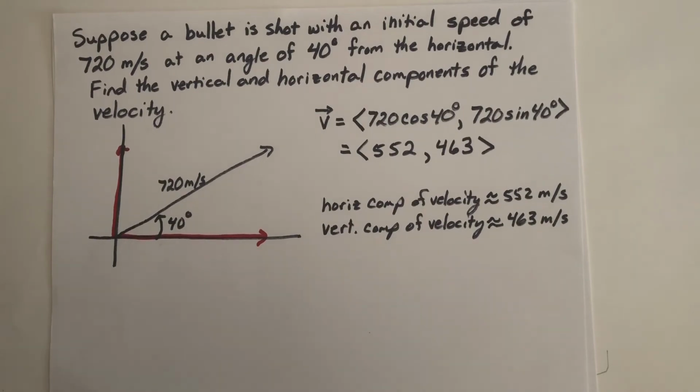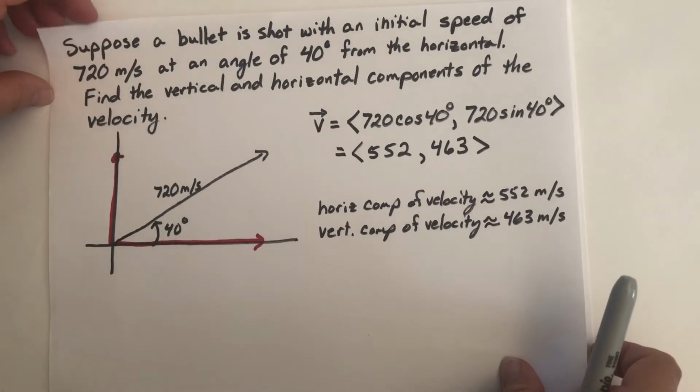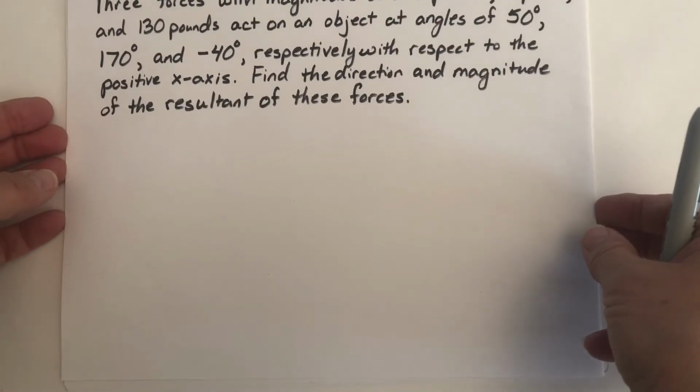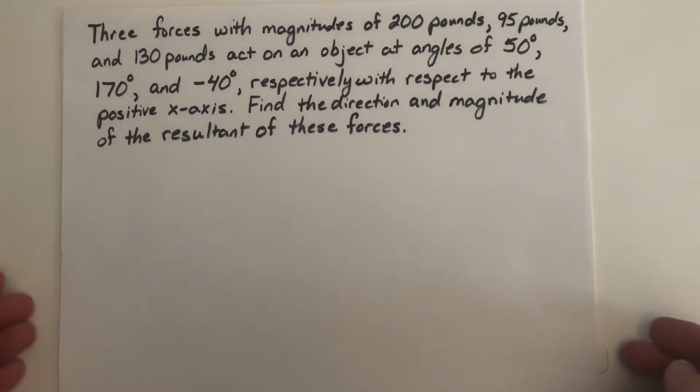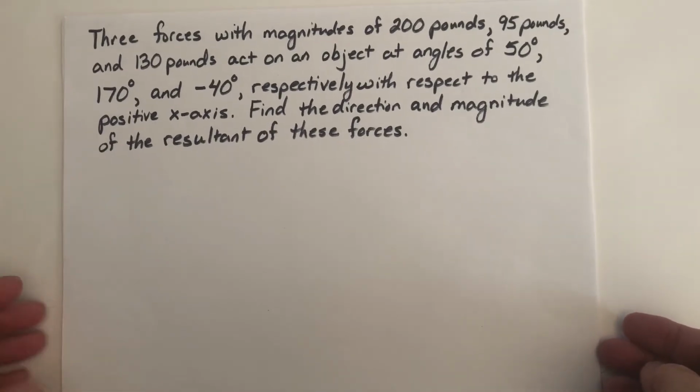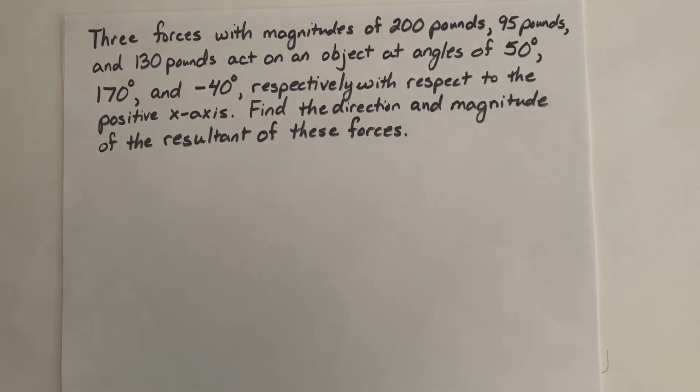And let's do one final problem, sort of the grand finale for this work on vectors. Here is the problem. It says 3 forces with magnitudes of 200 pounds, 95 pounds, and 130 pounds act on an object at angles of 50 degrees, 170 degrees, and negative 40 degrees, respectively, with respect to the positive x-axis. Find the direction and magnitude of the resultant of these forces.